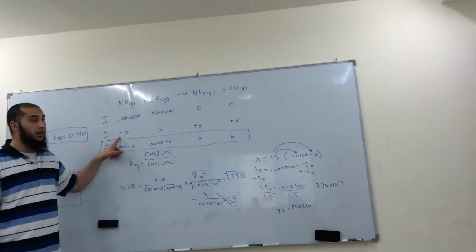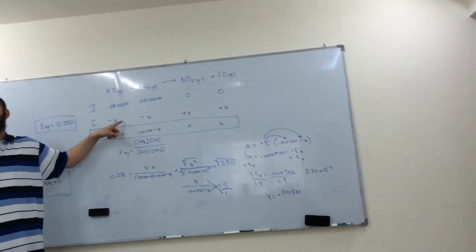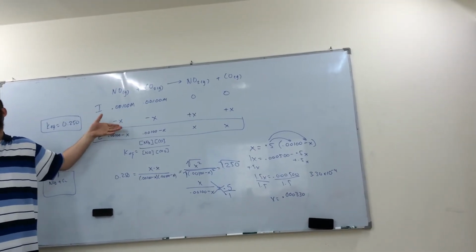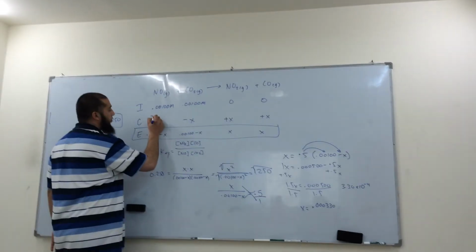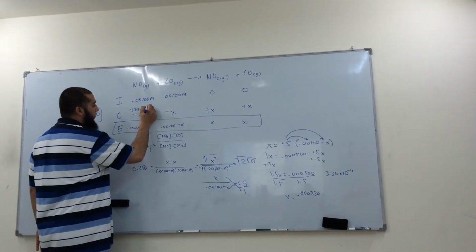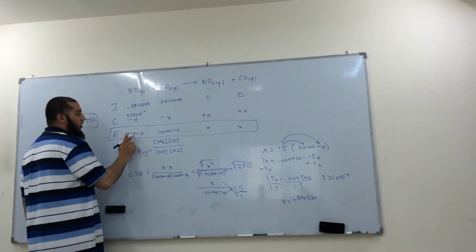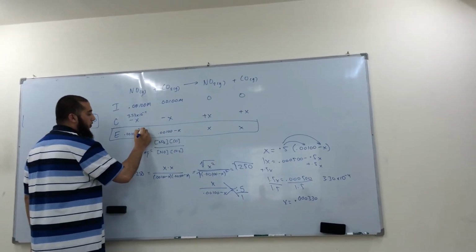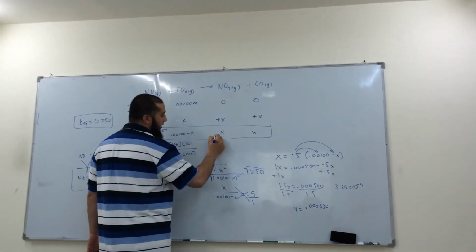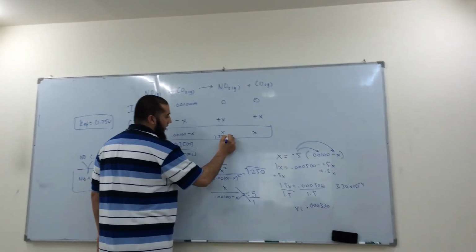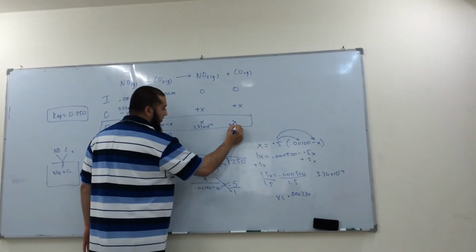Plug it in. That was my X here. So now you plug in for X. Wherever you see X, you put that in there. So this is going to be 3.33 times 10 to the negative 4. And so what is this? 0.00100 minus 3.33 times 10 to the negative 4. And so this is automatically 3.33 times 10 to the negative 4. So you got the concentrations.